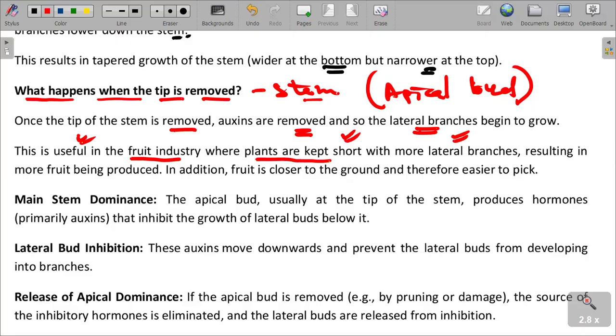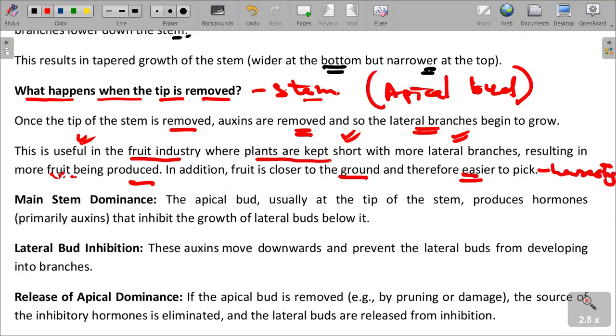I'm sure this is very economical and very strategic. What does it do? It results in more fruit being produced, because the more the stems, the more the branches, the more the fruits can be produced. So cutting off the apical bud remains an advantage in the fruit industry, because more fruits are produced. In addition, fruits are closer to the ground, therefore easier for picking or harvesting.